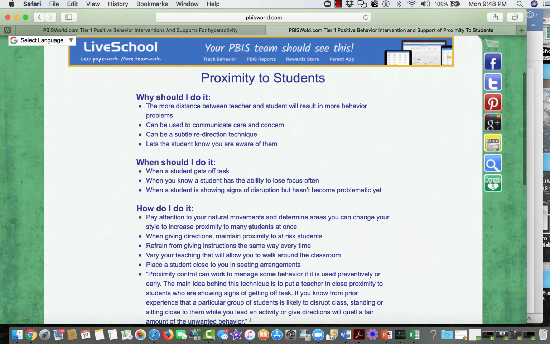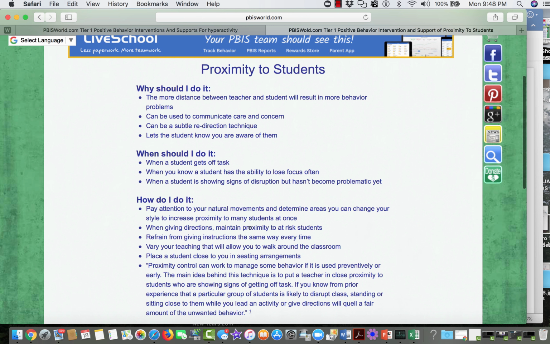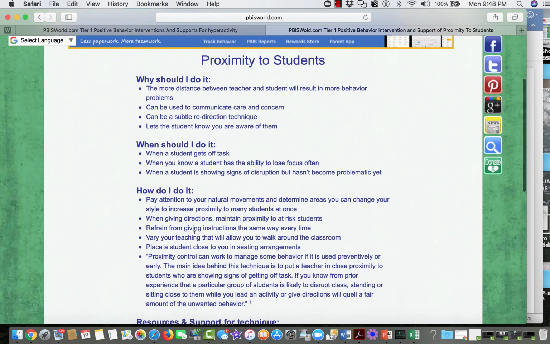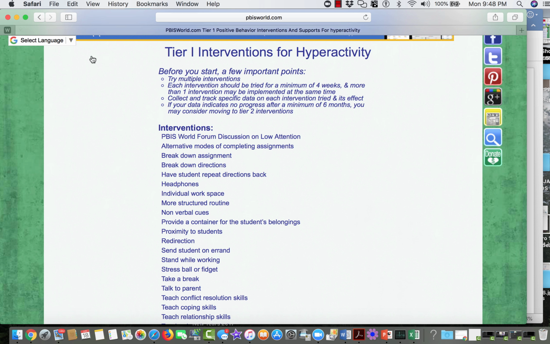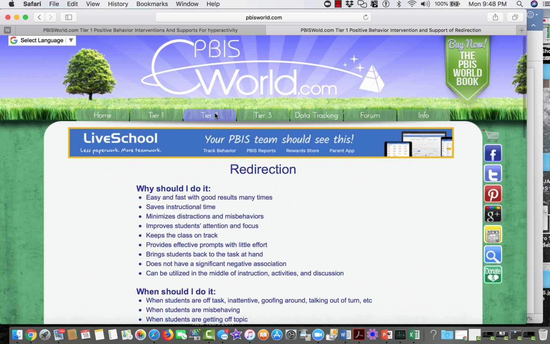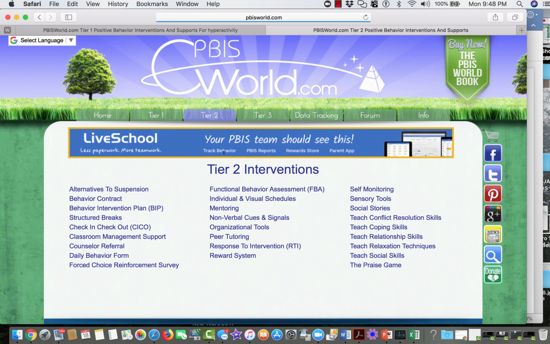Once you click on those interventions, then you get this information on why you should do it, when to do it, and how to do it. And then, say that doesn't work. Well, you can go back and try a different intervention. Or you could go ahead and go to the next tier.